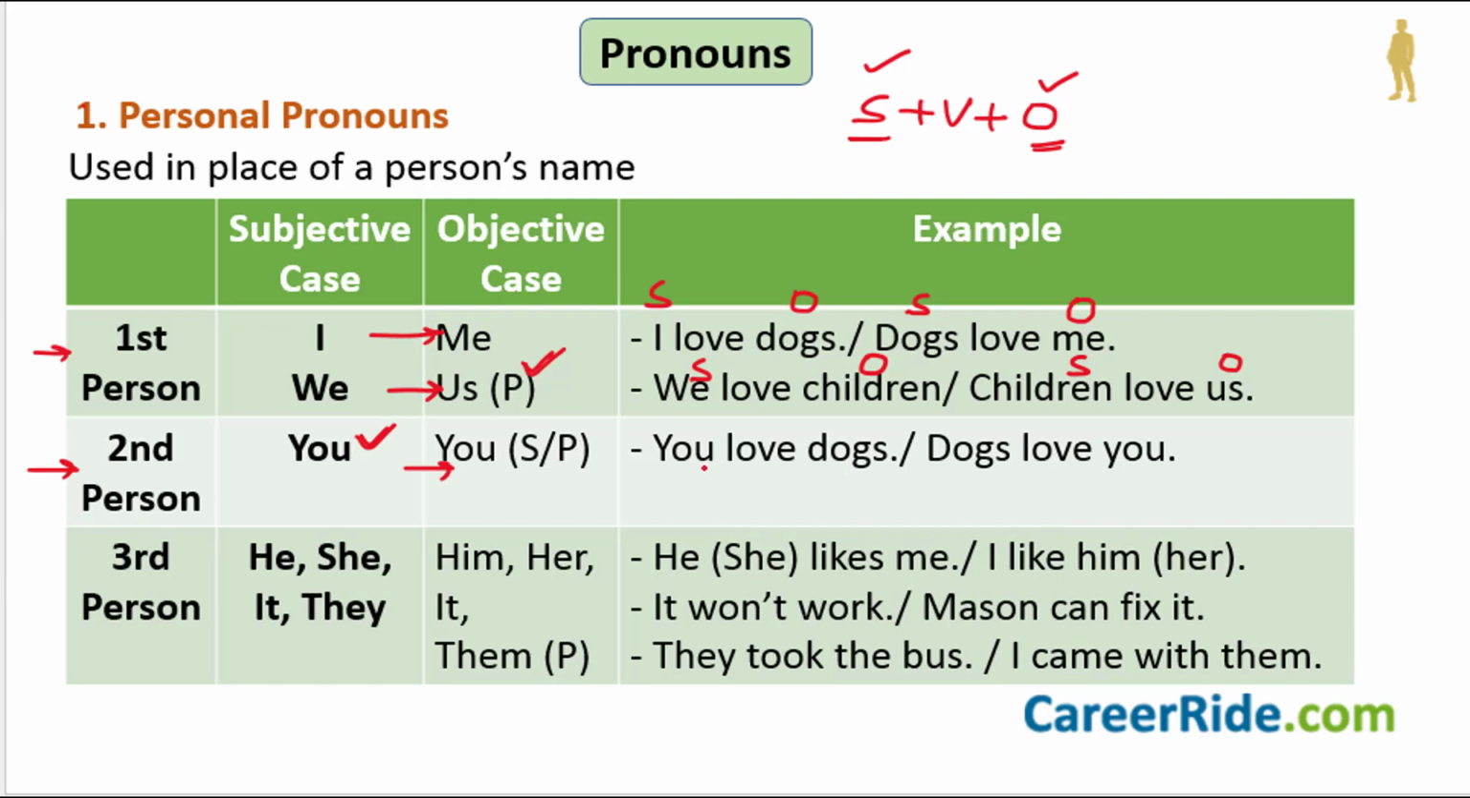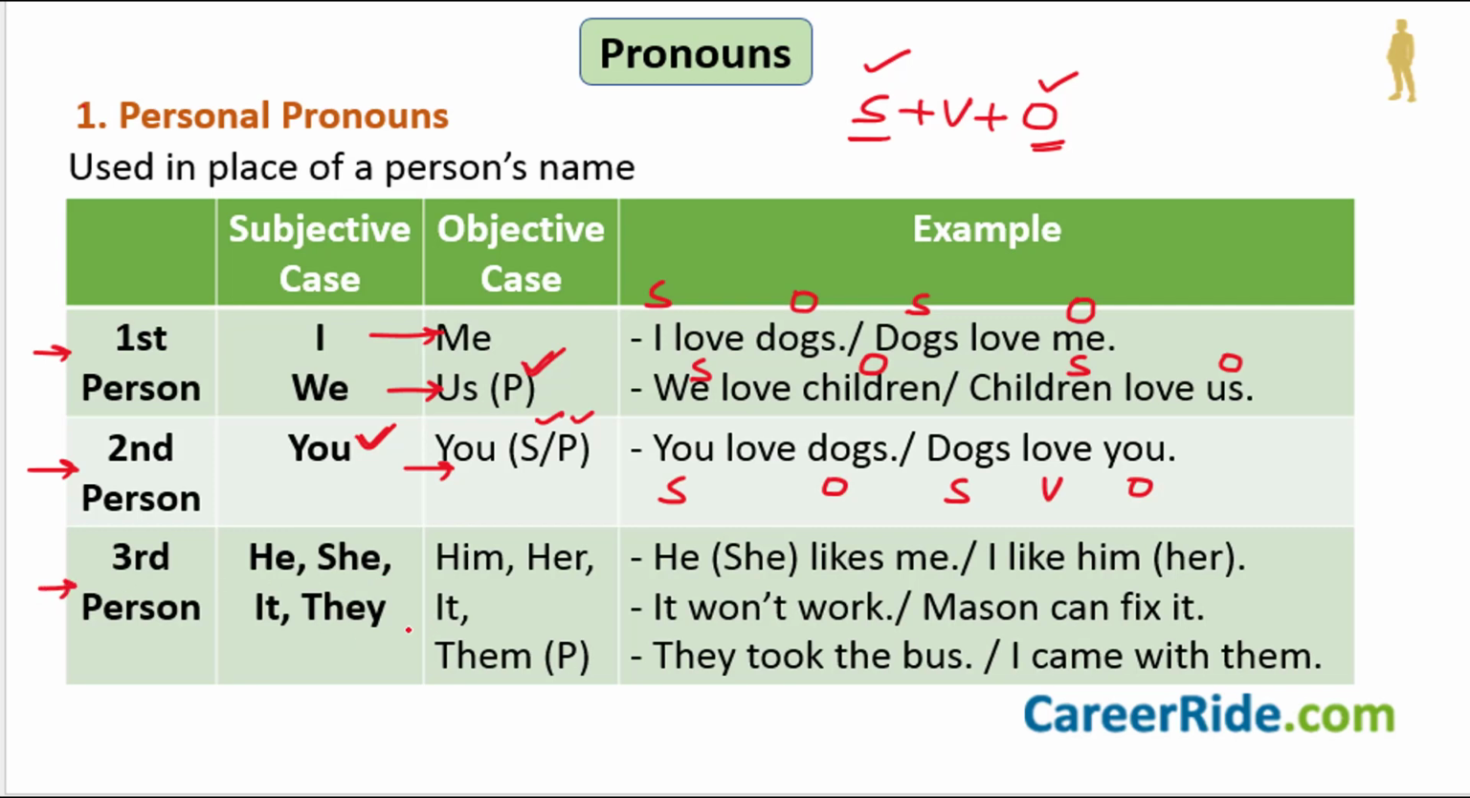Let's see this example. You love dogs, right? You love dogs. So this is the subject and this is the object here. But now if I reverse it and I say dogs love you, right? So this becomes the subject and this becomes the object, while love here is the verb. So dogs love you. So the objective case of you is you in both the singular and plural form, right?